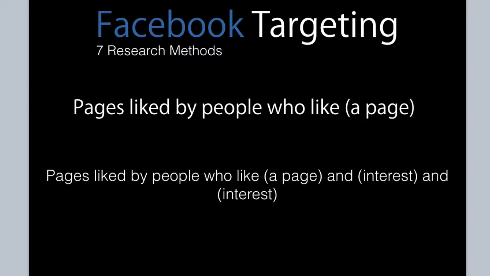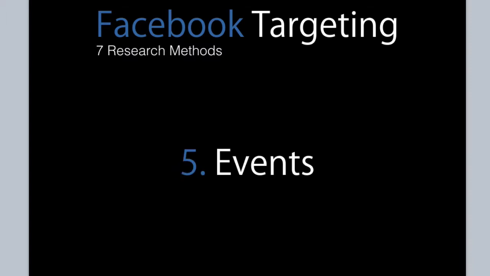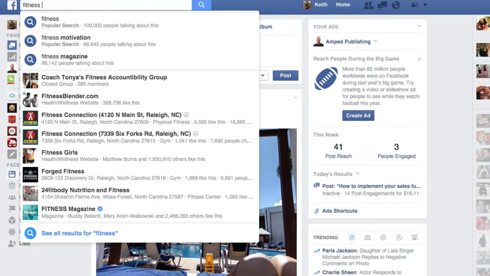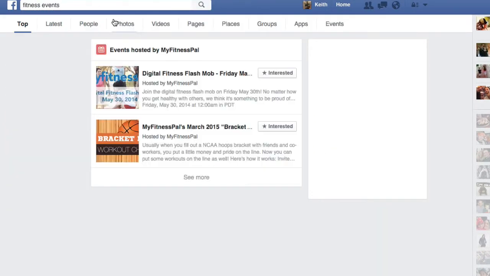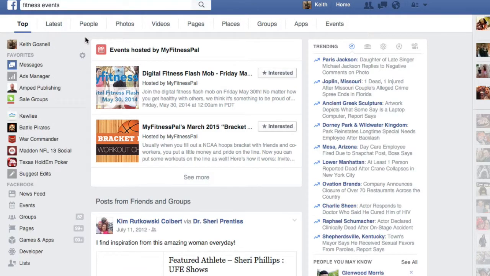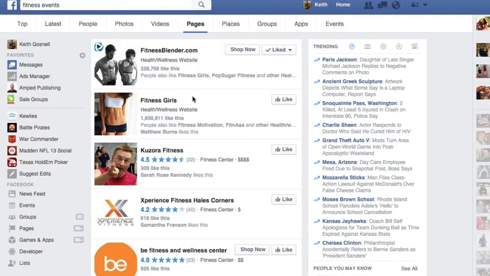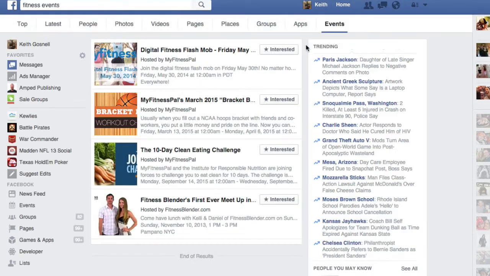Which really brings me to my next point here, which is events. Using events to search. You can also use Facebook for this. So you can say fitness events and see what comes up. Okay, so there's pages for that. Right here, fitnessblender.com, Fitness Girls, Kazora. So these are just pages related to fitness. But if we head over to events, we have Digital Fitness Flash Mob, MyFitnessPals, March 2015. So a little late on that one. The first ever meetup.